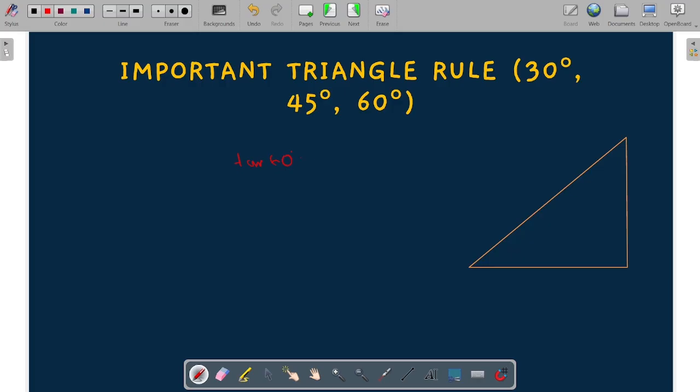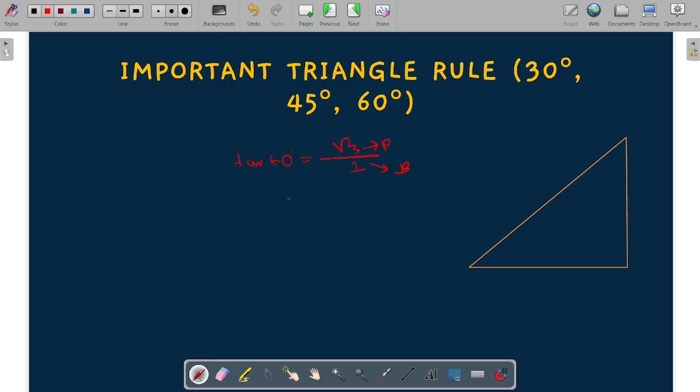tan 60 degree equals? tan 60 degree क्या होता है? √3/1. This is the P and this is B, base. And then what will be the ratio?